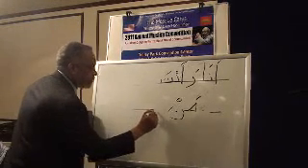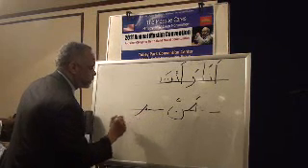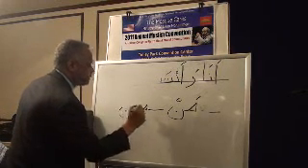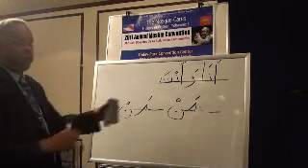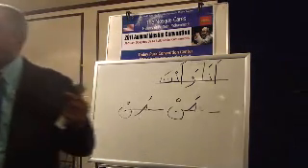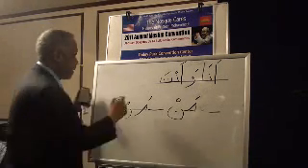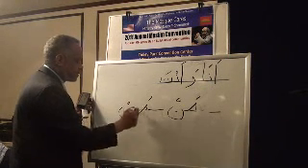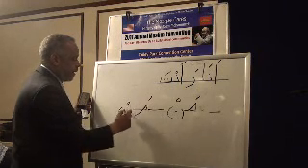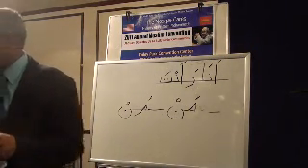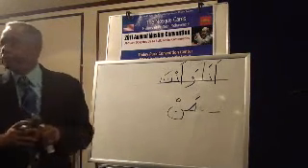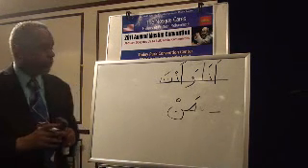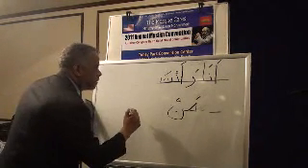Wow. There's two letters. Meem and the noon. Muh, where air is math. Muh and math is air. The noon has a rest sign on it, so it's nuh, math, and nuh is man. Man. So man means who? Man means who?